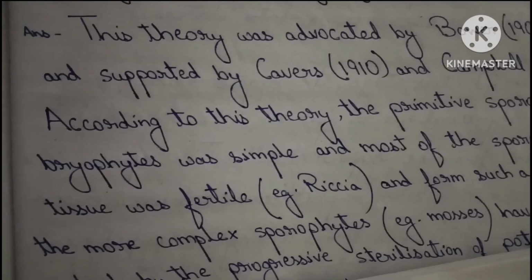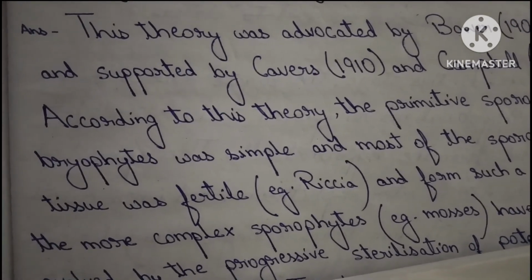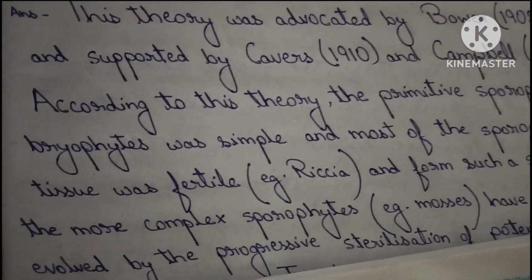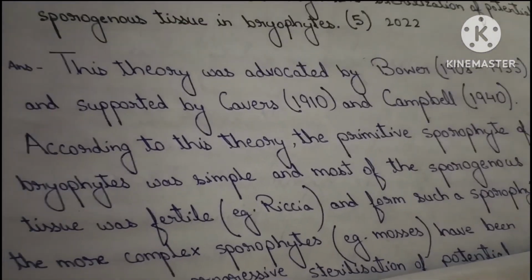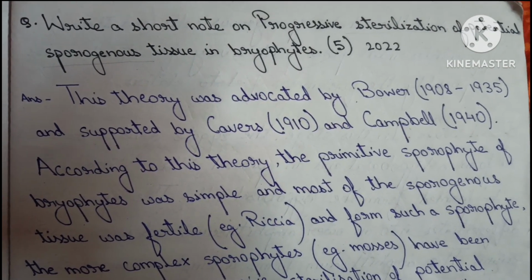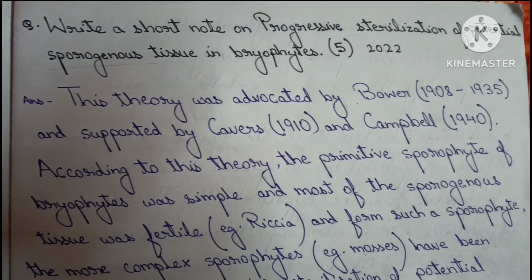आज हम पढ़ेंगे इम्पॉर्टेंट PYQ जो कि 2022 में आया था 5 मार्क्स के लिए बॉटनी ऑनर्स के पेपर में, इसीलिए काफ़ी इंपॉर्टेंट हो जाता है PYQ 2024 वाले स्टूडेंट्स के लिए। और ये क्वेश्चन है ब्रायोफाइट्स चैप्टर से। तो चलिए शुरू करते हैं। Write a short note on progressive sterilization of potential sporogenous tissue in bryophytes.